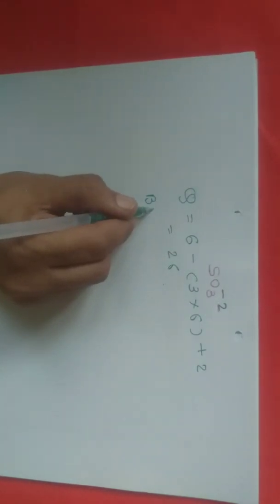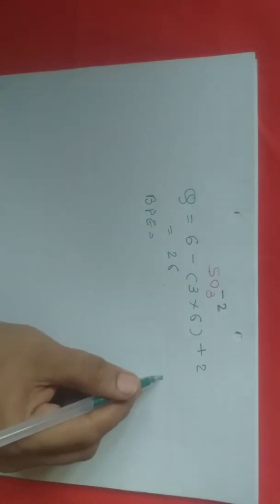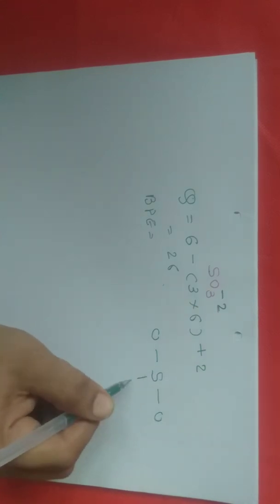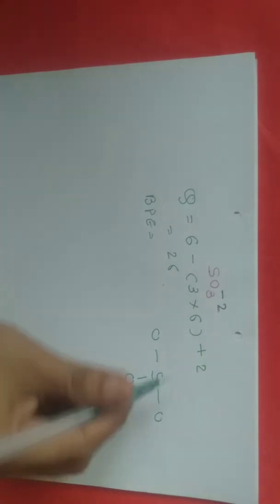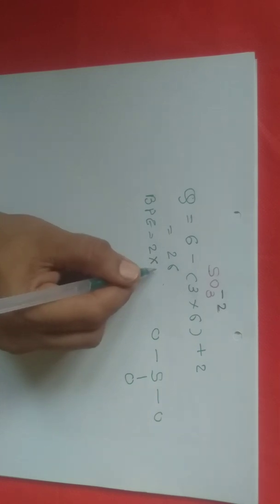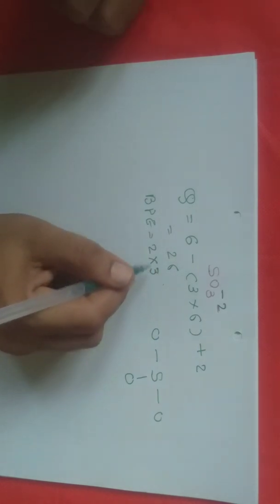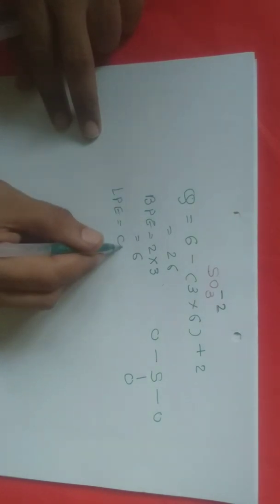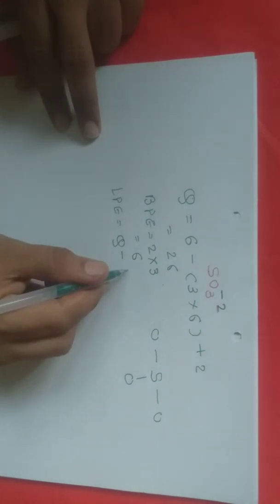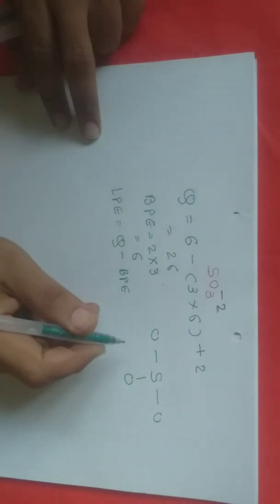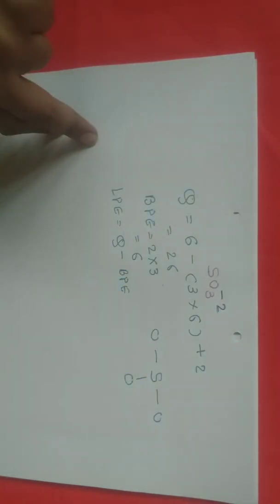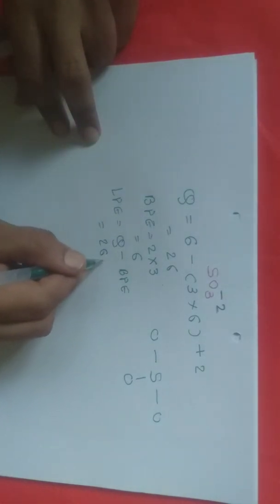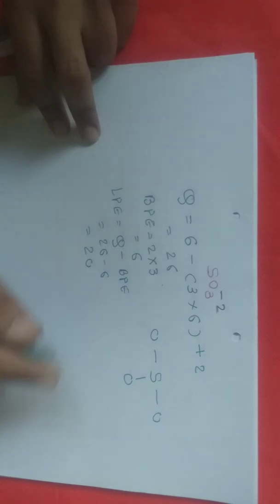If we calculate the bond pair electrons, then sulfur is bonded with 3 oxygen, so total 3 bonds are there. So total bond pair electrons are 2 into 3, which is equal to 6. And lone pair electrons are nothing but the difference of total valence electrons minus bond pair electrons. So 26 minus 6, so total lone pair electrons are 20.